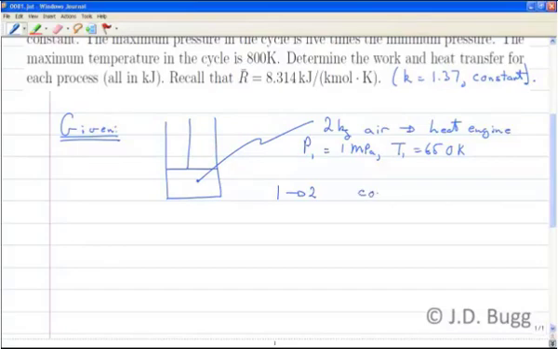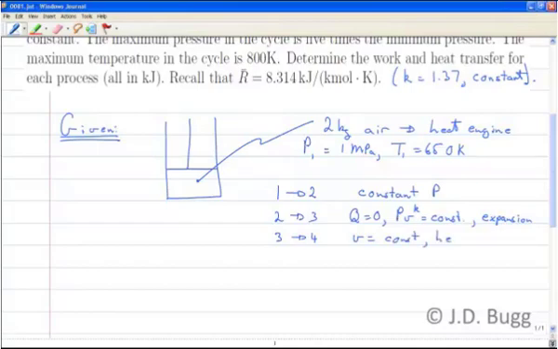So 1 to 2 is described as constant pressure. Then 2 to 3 is described as adiabatic, and an equation is given for the path, PV to the K is a constant. And remember, it's described as an expansion. The third process is heat rejection at constant volume. So V is constant, and heat is rejected.